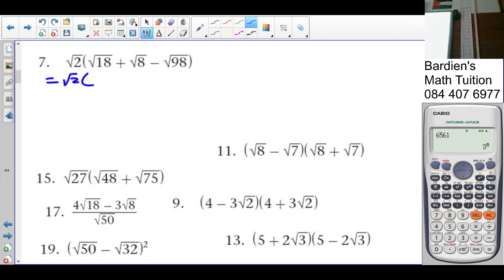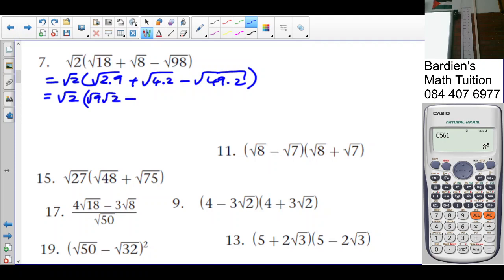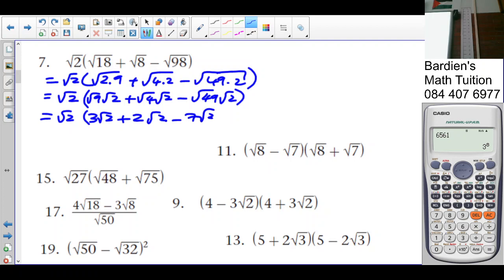18 can be written as 2 times 9. 8 can be written as 4 times 2, minus 49 times 2. That will be the square root of 2 into square root of 9, square root of 2, plus square root of 4, square root of 2, minus square root of 49, square root of 2. It will be the square root of 2 into, the square root of 9 is 3, root 2 plus 2 root 2 minus 7 root 2.